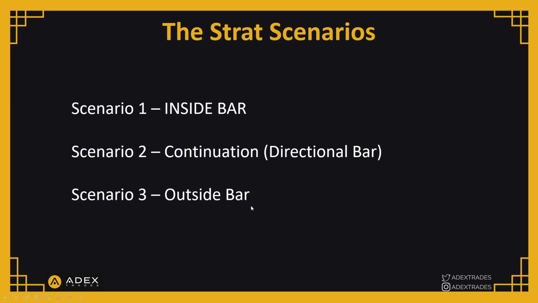So remember how I told you how Rob realized that price moves in three ways? There's three specificities when it comes to price. Price can consolidate, inside bar. Price can move a direction, whether up or down, continuation, or price can take out both sides of the previous range, which is an outside bar.